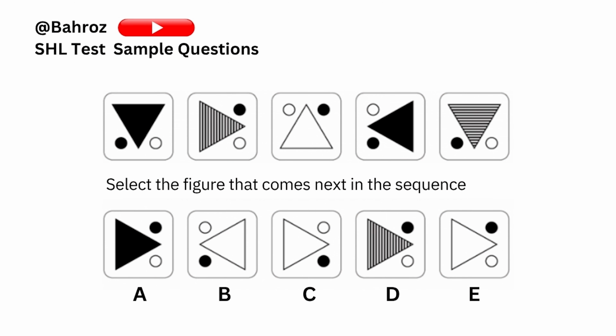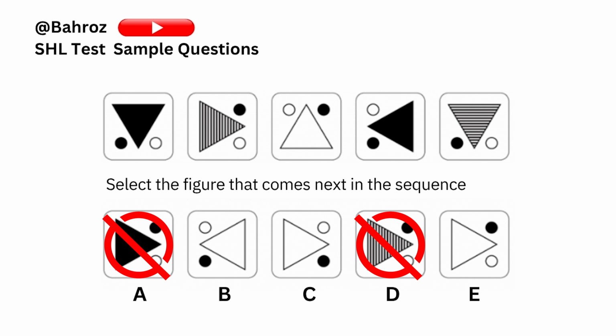There is a pattern in the color of the triangle: black, gray, white, black, gray, so the sixth one should be white. This way we can eliminate A and D. Now let's look at the direction of the triangle. It seems the triangle is rotating counterclockwise, so the next direction of the triangle would be the base pointing left and the pointed part pointing right. This way we can eliminate B.